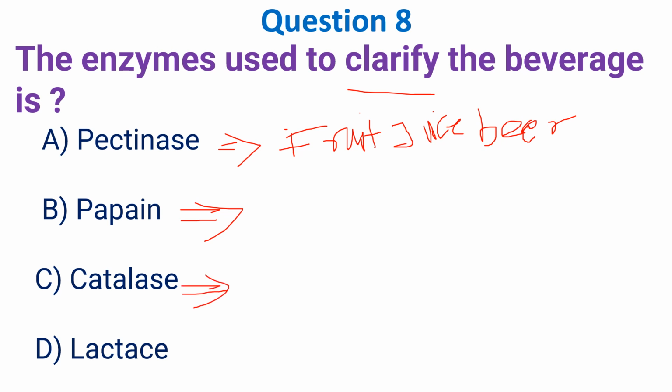Catalase is an enzyme with the property of protecting cell from oxidative damage of reactive oxygen species. And lactase is used as a preservative in many foods and also prevents decolorization and works as a gelling agent and curing agent. So this question answer is A. Pectinase, which is used as a clarifying agent in beverages.